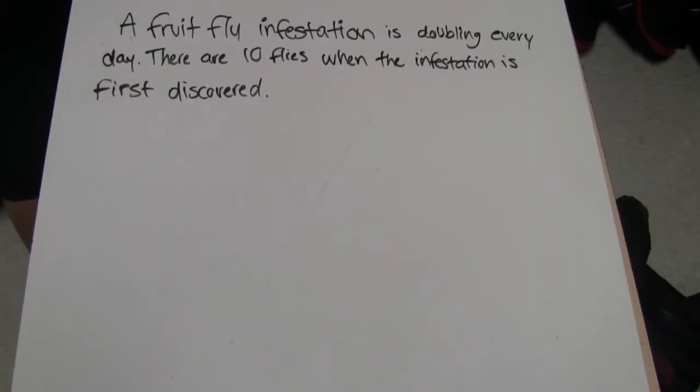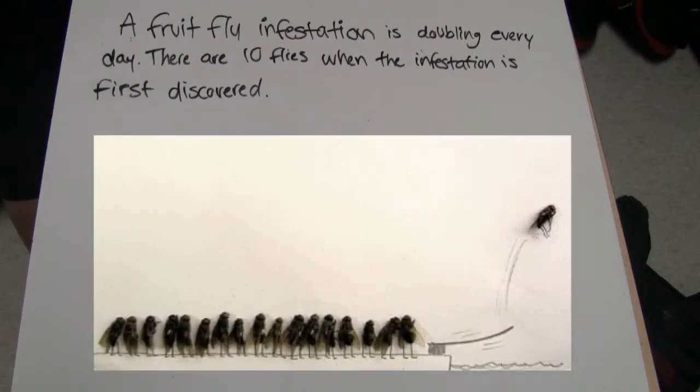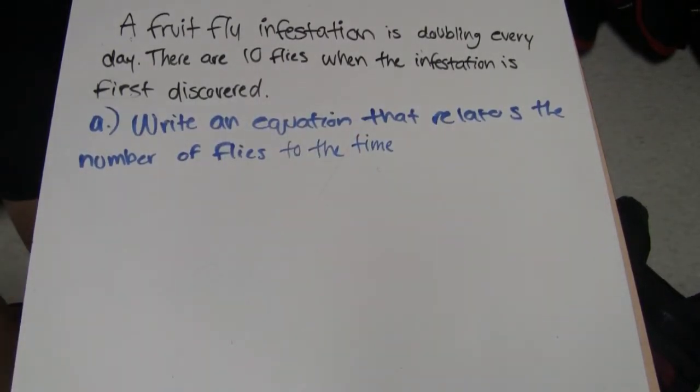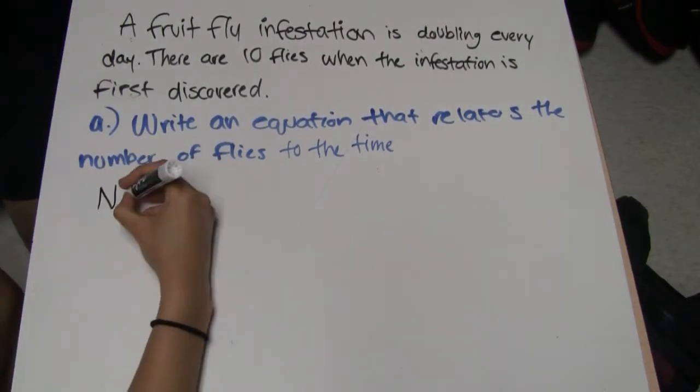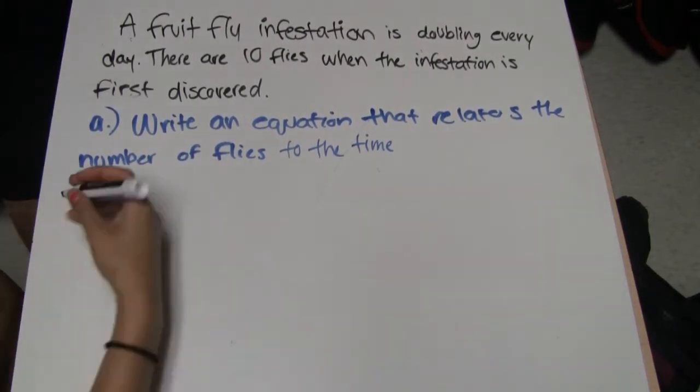Now let's get to the question. A fruit fly infestation is doubling every day. There are 10 flies when the infestation is first discovered. If you have ever left food out for too long, you can understand the infestation. So part A, write an equation that relates the number of flies to the time.